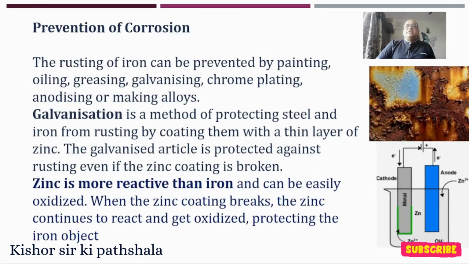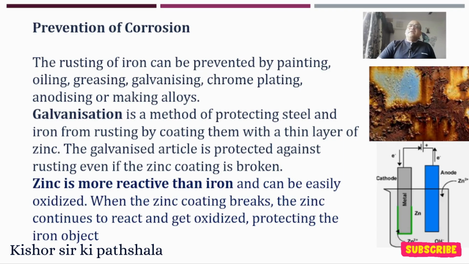Okay, so then let's see what this corrosion is all about. The rusting of iron can be prevented how? See here, you see big ships and metal parts. After some time, they are getting rusted. A huge amount of money is spent to prevent rusting every year throughout the world. So how can this rusting be prevented? It can be prevented by painting, by oiling, by greasing, by galvanizing, by chrome plating, by anodizing, or by making alloys. We are going to see this one by one.